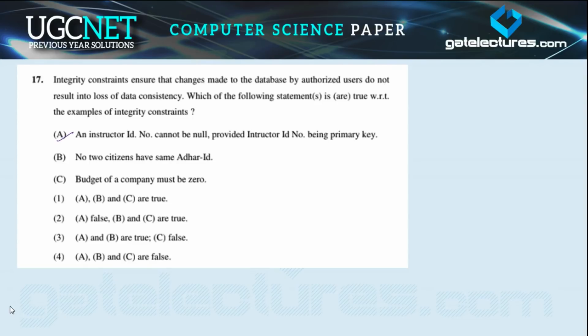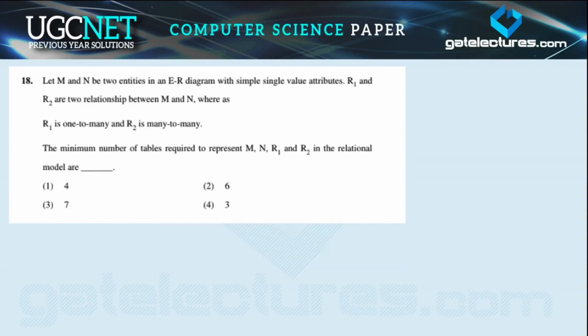This is true because अगर ये primary key है तो इसकी सारी values में कोई भी null value नहीं होगी. That's why it's unique. Now the next one is: no two citizens have the same Aadhaar ID. Yes, if one person has an Aadhaar ID, then it should be unique from another person, right? So this is also true. Budget of a company must be 0. So the budget of a company is not null because if your company exists, it has some budget, right? So this is not true. So A and B are true and C is false.